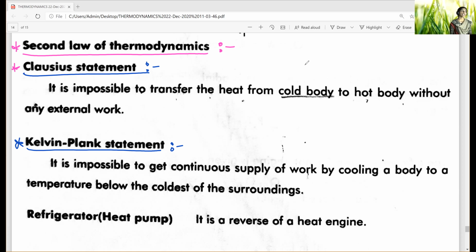In the second law of thermodynamics, the Clausius statement states that it is impossible to transfer heat from a cold body to a hot body without any external work. The other, the Kelvin Planck statement, says it is impossible to get a continuous supply of work by cooling a body to a temperature below the coldness of the surroundings. These two statements we call the second law of thermodynamics.